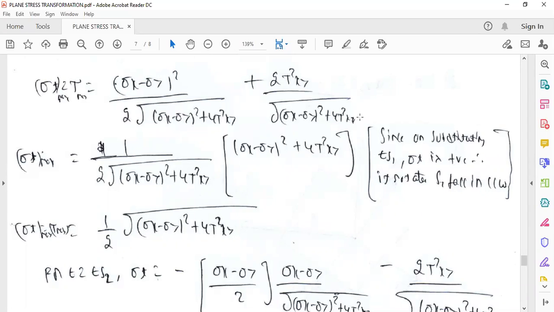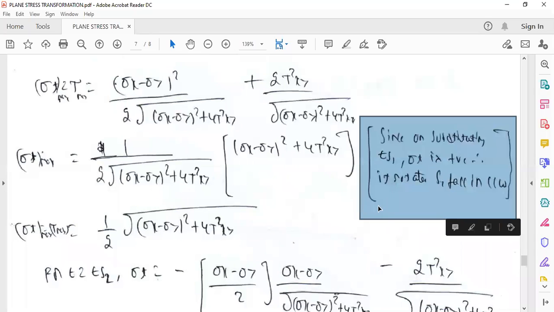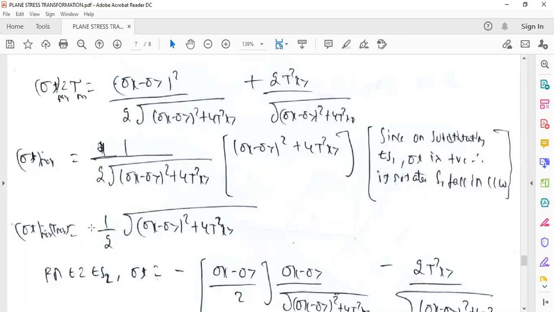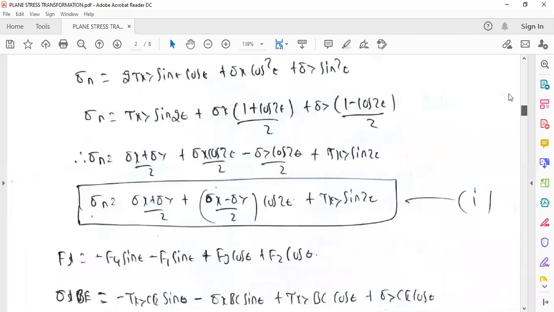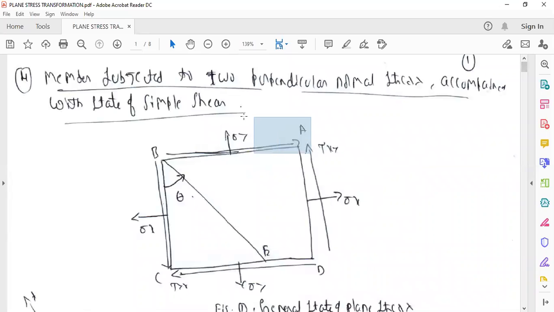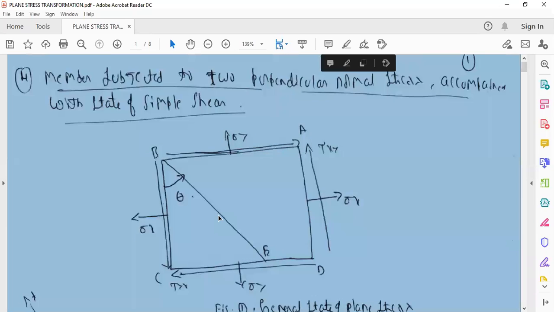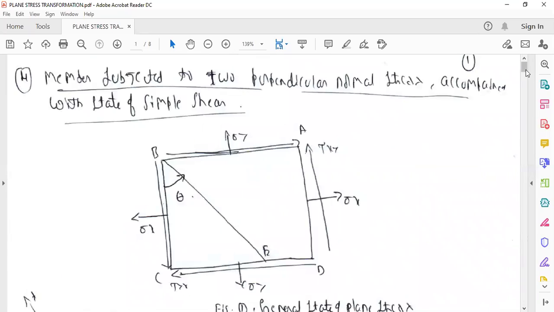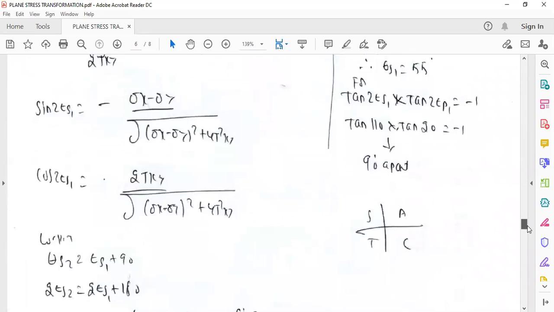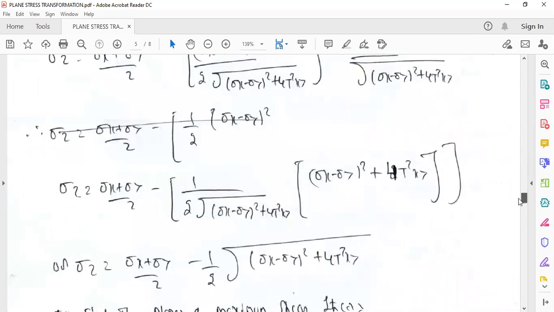What you can see from this is, since my sigma t term is positive, it means it will rotate my S1 plane in anti-clockwise direction. This is positive tau. Positive tau means my shear stress will be acting in anti-clockwise direction. This stress and this stress will rotate the body in anti-clockwise direction. I'm talking about the S1 plane.